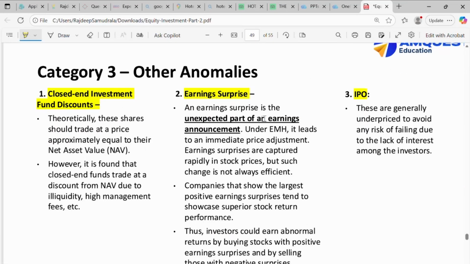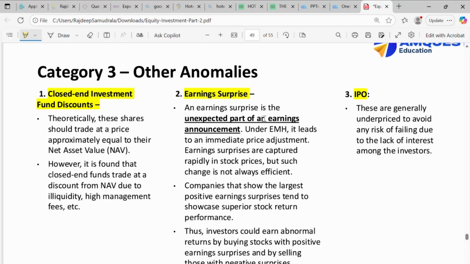Okay. Category three, other anomalies. Basically, other anomalies like closed-end investment fund discounts. Clearly, funds should be trading at approximately their NAVs. Whenever there's a fund, you notice that they'll always be equal to NAV. But sometimes you have some funds that are trading at a discount to NAV. How is that possible? There's some illiquidity happening, or some illiquid discount, and so on. So these are trading at a much higher discount. Clear? So they're not necessarily at the fund value. It clearly should not happen.